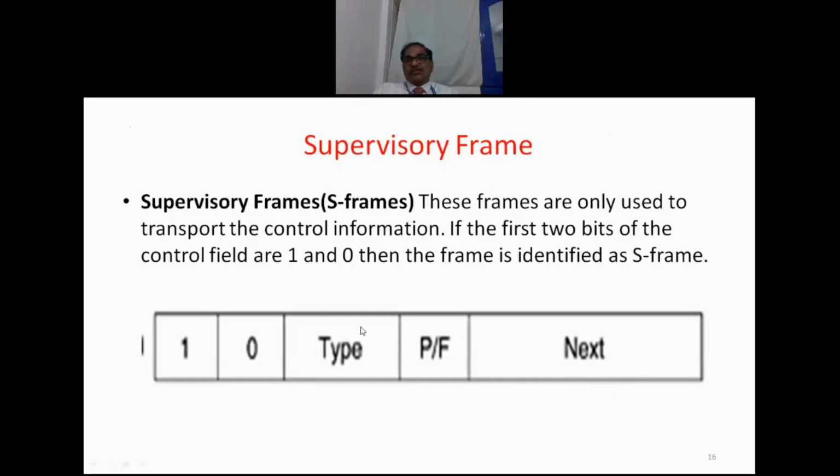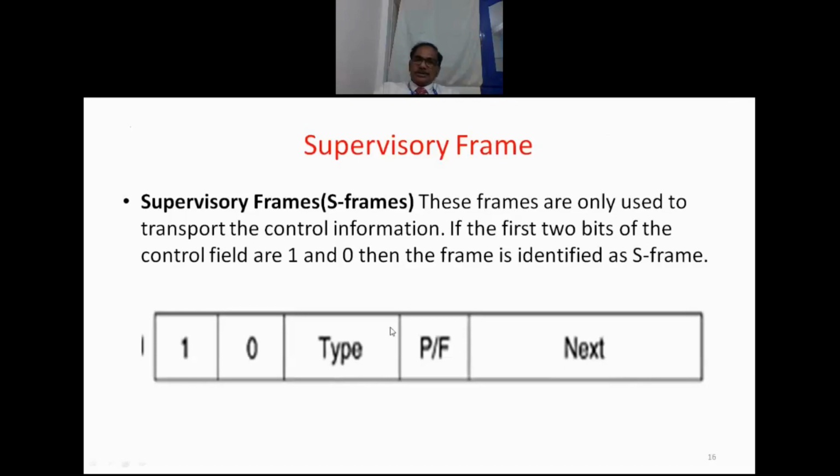Third, 1 0. 1 0 means receiver not ready. Maybe the sender is sending one frame after the other. Suppose I am the receiver, and I keep on receiving. In between, for some reason, I could not receive. I was busy with some other task, so I missed a particular frame. Then I will include this.